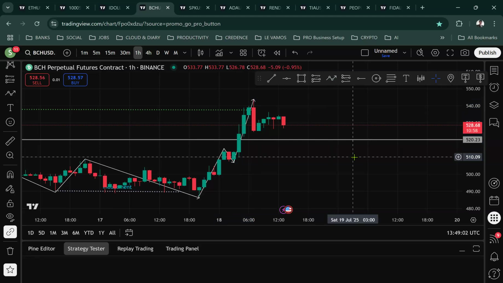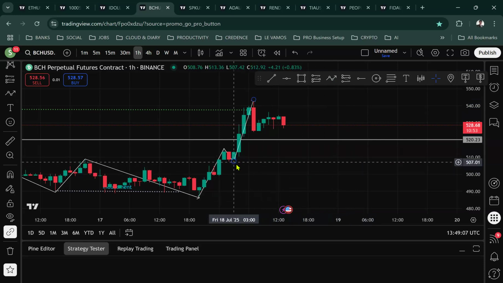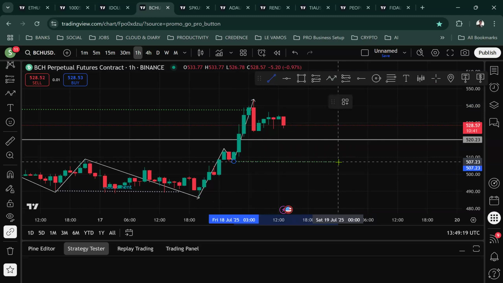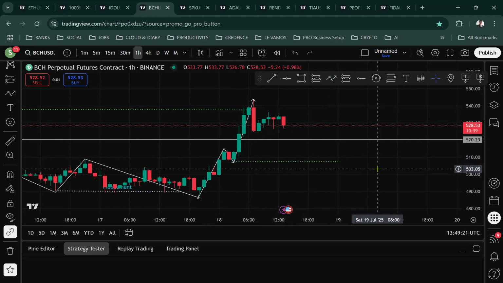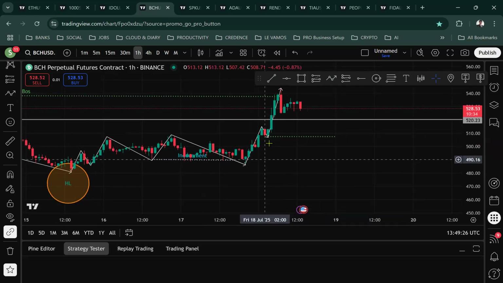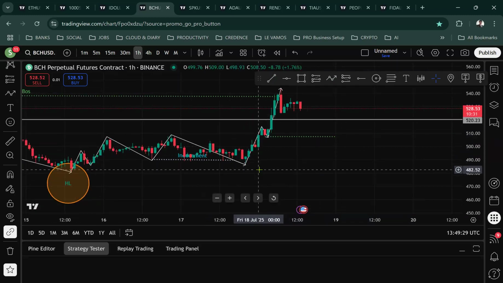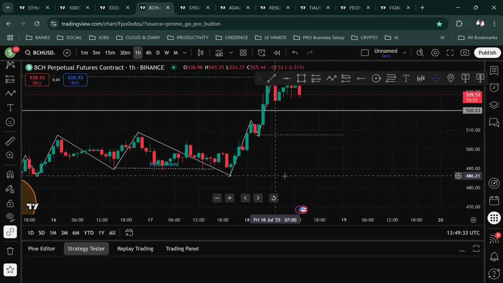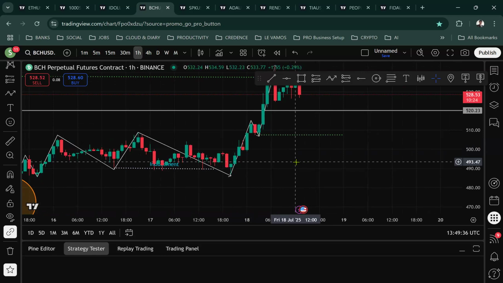Okay, so now you can see your inducement. This I will consider as an inducement, correct? No? A potential COC. That's your inducement. So just mark here like this. Below this inducement area, we have to consider the fair value gap.